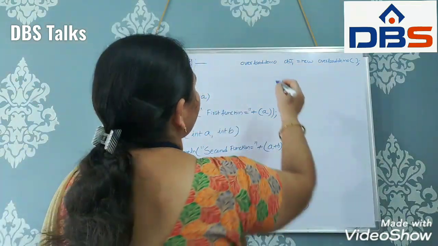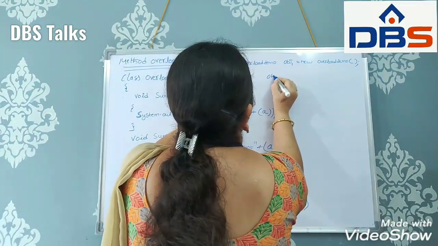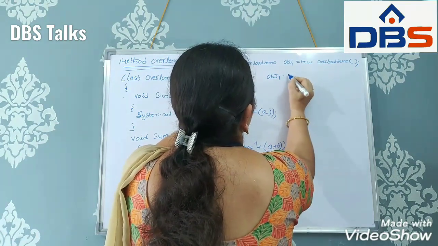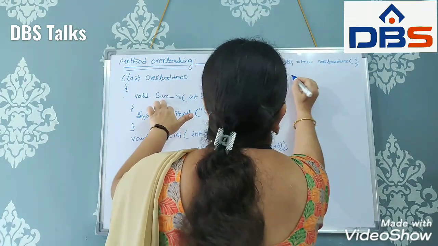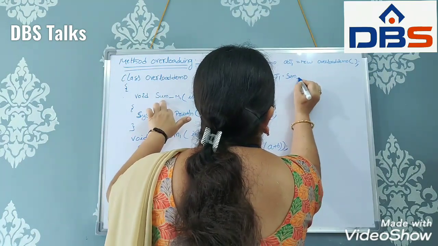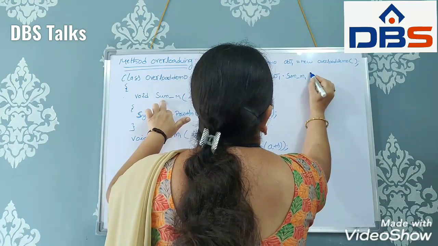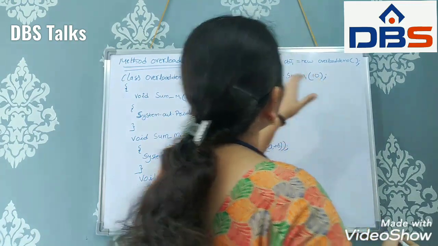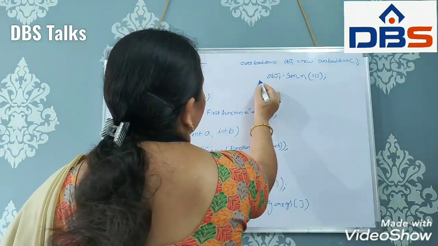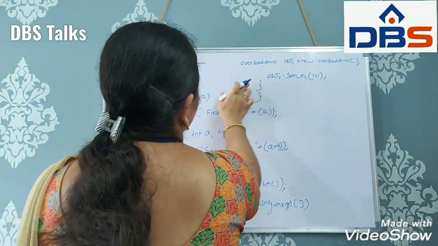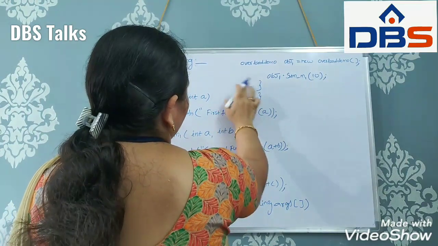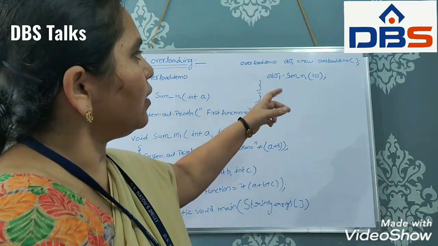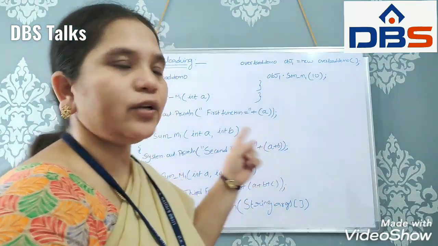Here I am using obj1 dot. So what is our method name? sum_m1, and I pass 10, for example. So what is the output I will get here? According to this, I will close the main method and the class. So which output will I get according to this program?